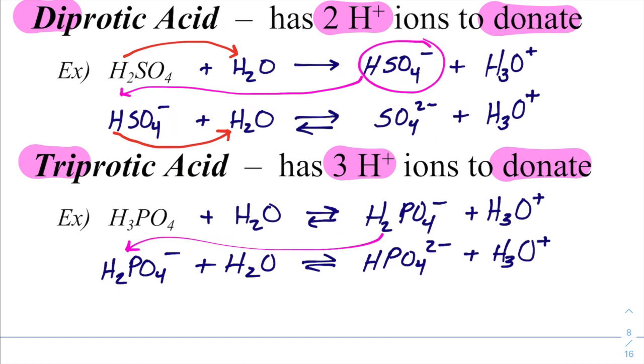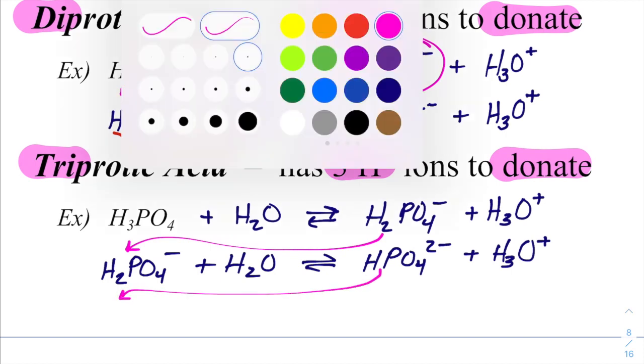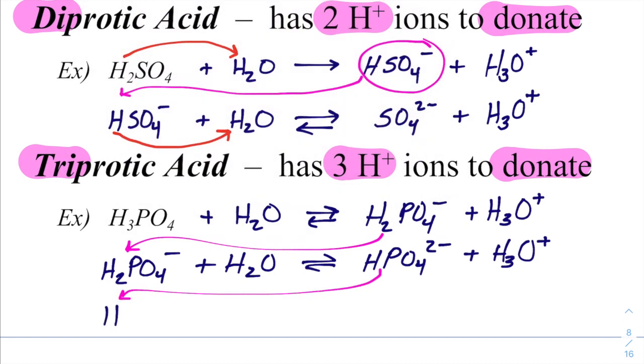And this HPO4 ion can still go through another Bronsted-Lowry reaction where it donates a hydronium and leaves behind phosphate. Okay.